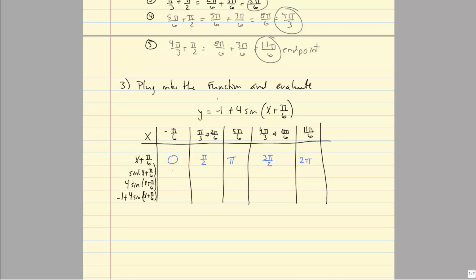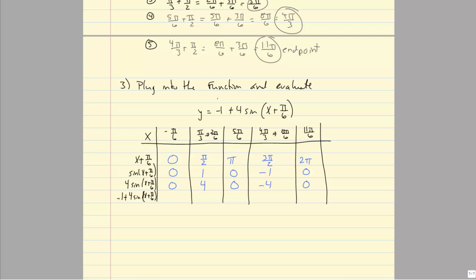So the sine of 0 is 0. The sine of pi over 2 is 1. The sine of pi is 0. The sine of 3 pi over 2 is -1, and the sine of 2 pi is 0. Now I want to take 4 times that number. So 4 times 0 is 0. 4 times 1 is 4. 4 times 0 is 0. 4 times -1 is -4, and 4 times 0 is 0.